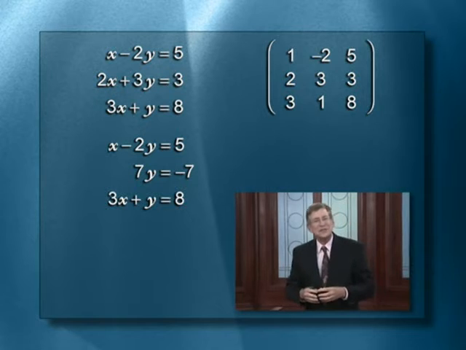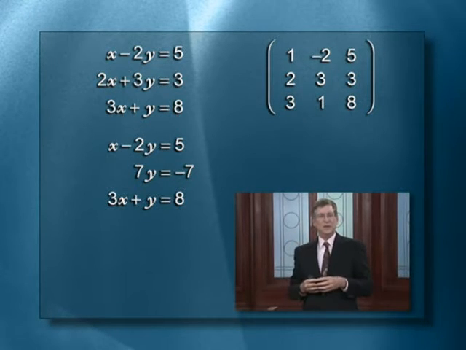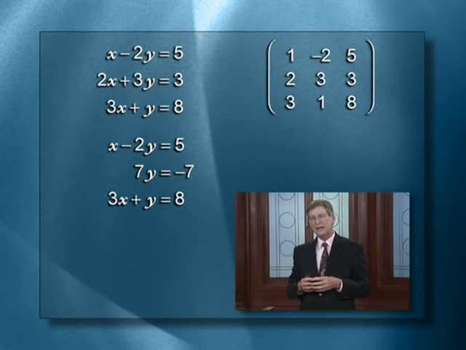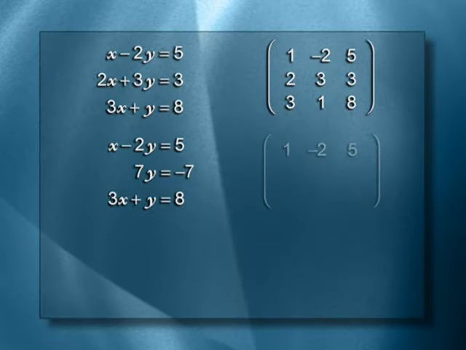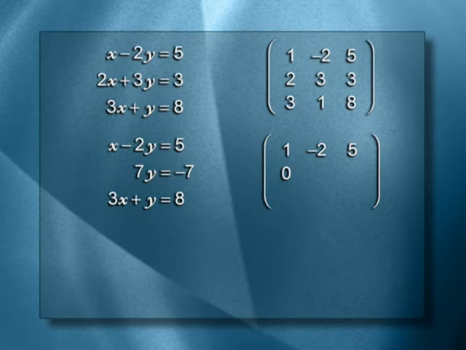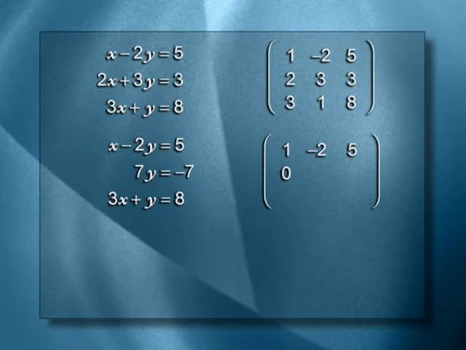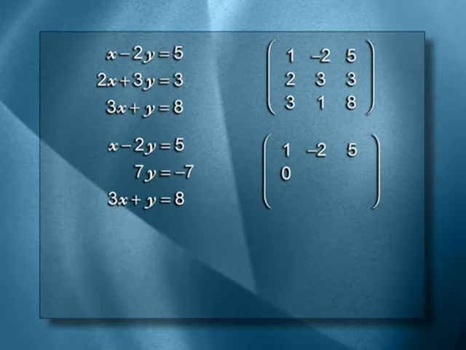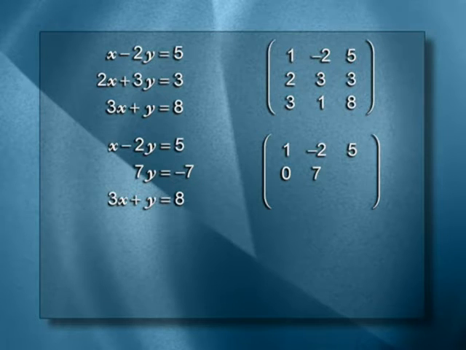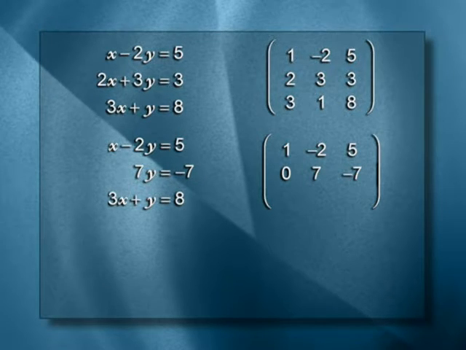Now look over there at the matrix. You do exactly the same thing to the matrix that you just did to the equations. Multiply the first row of the matrix by minus 2 and add it to the second row of the matrix. Watch what happens. Minus 2 times 1 is minus 2 plus 2 is 0. That corresponds to having eliminated the x. Minus 2 times minus 2 is 4 plus 3 is 7. And then over there on the right, minus 2 times 5 is minus 10 plus 3 is minus 7. See how that worked? It's kind of neat, isn't it? The matrix now corresponds to the result of the first step of Gaussian elimination.